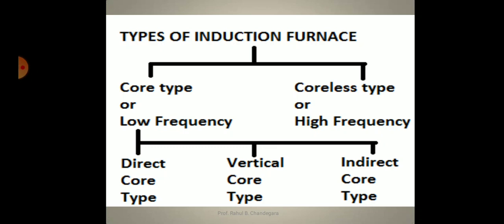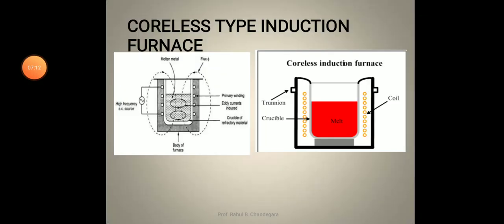Now the main part of induction furnace, the second portion, is the coreless type or high frequency induction furnace. This is the figure of the coreless type induction furnace. A crucible is used in this. The coil is outside the crucible. In the figure we can see the primary winding, and the supply is a high frequency AC source. Molten metal is in the crucible body of the furnace. The flux is generated from the primary winding, and eddy current is induced in the crucible or melt.